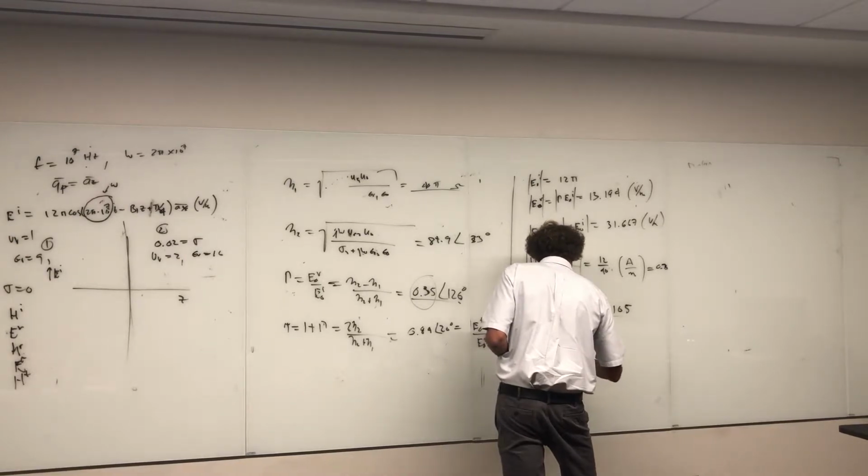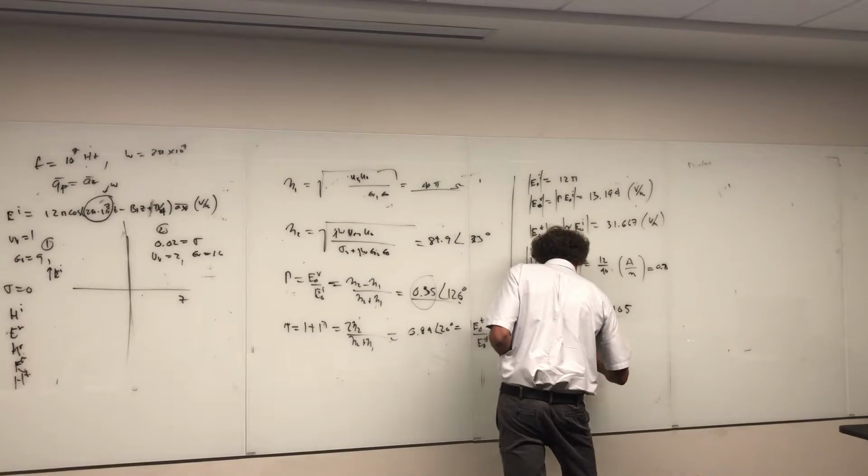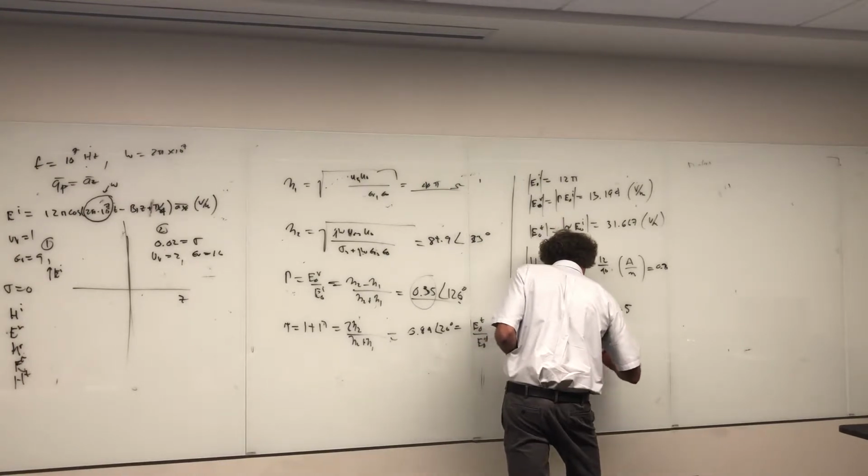That's going to be E naught transmitted magnitude, over magnitude of eta 2. Make sure you use eta 2 in that one.